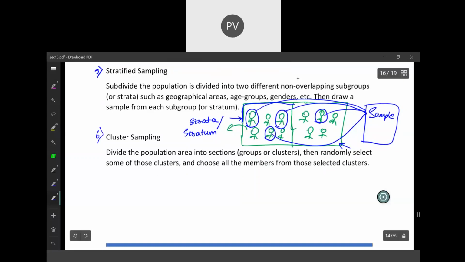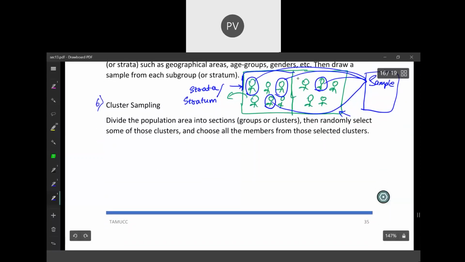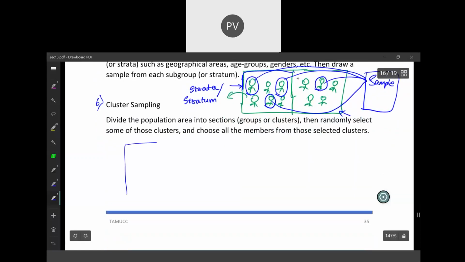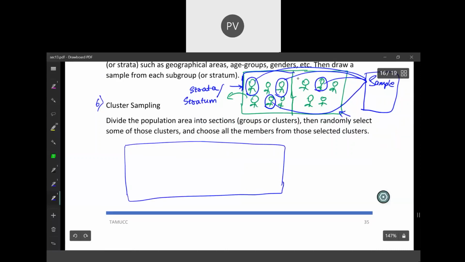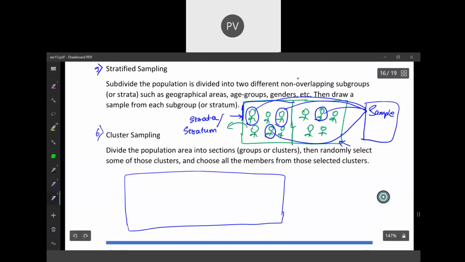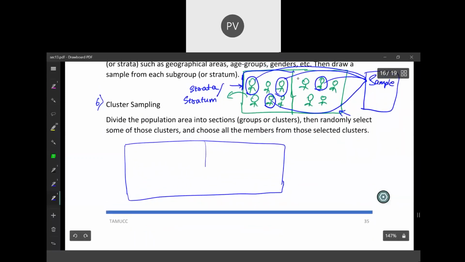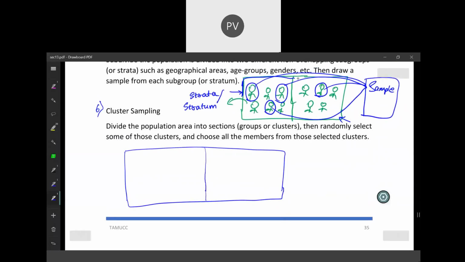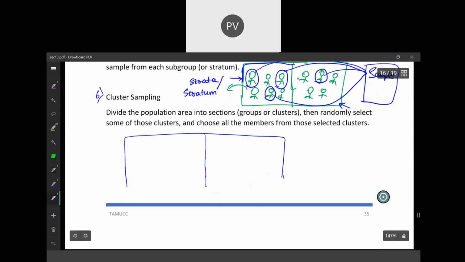The last method is similar to your previous method, stratified sampling, where you divide the whole population into groups. In this sampling type, the groups are called clusters. In stratified sampling, the group is called a stratum. Now I'm dividing the whole population into 2 groups. In the same way, I will be dividing the whole population into 2 groups.